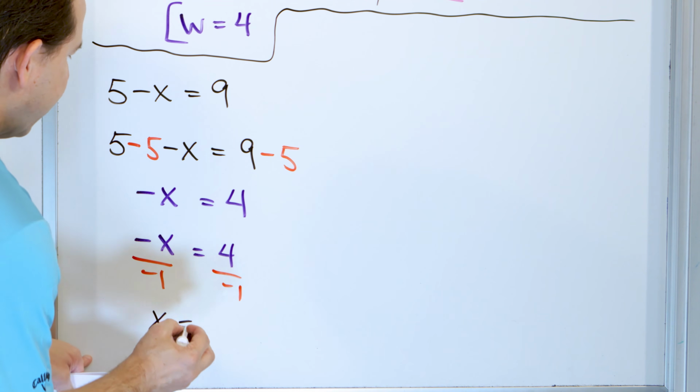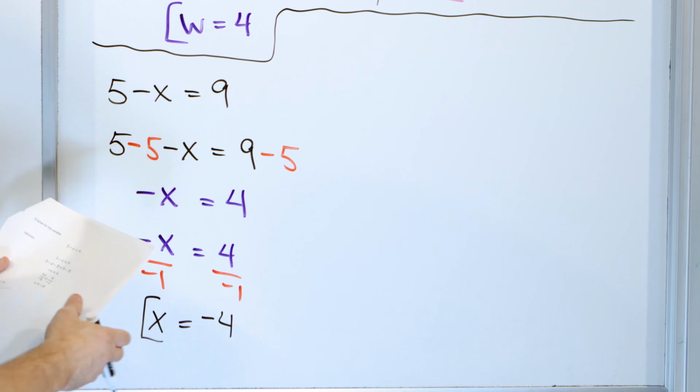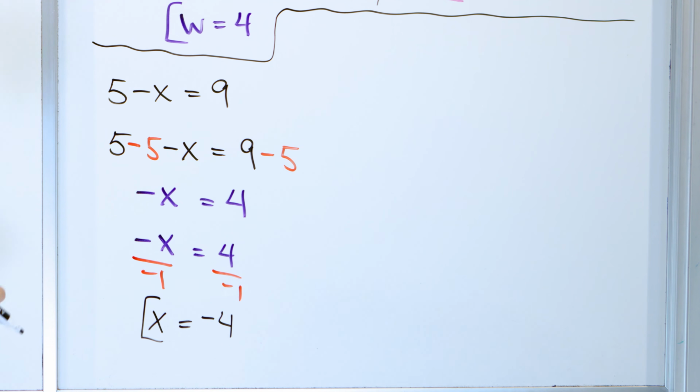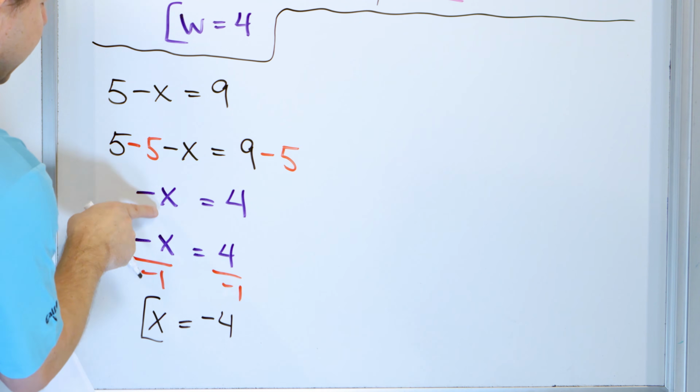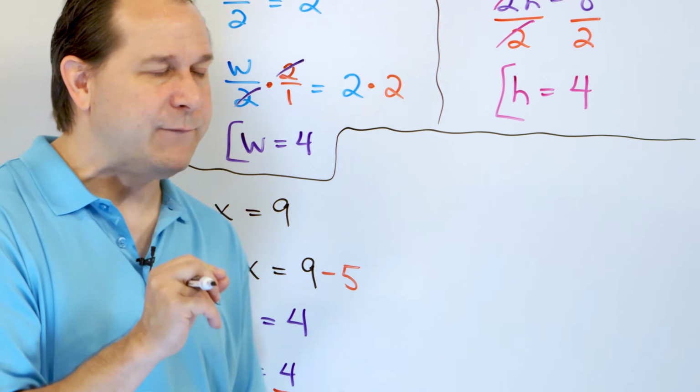So it's just a positive x, and then 4 divided by negative 1 is negative 4. That's the answer. X is equal to negative 4. But if you're at this step, we chose to divide by negative 1, but you actually could multiply by negative 1 if you wanted to.